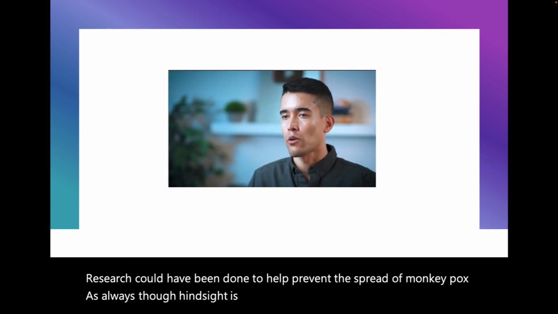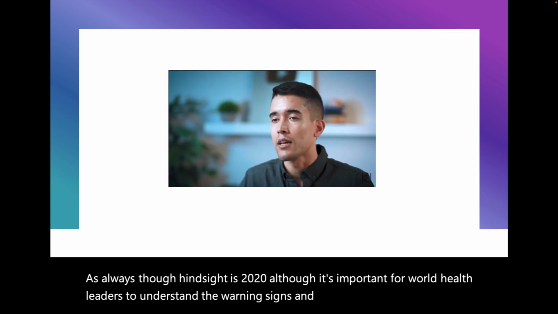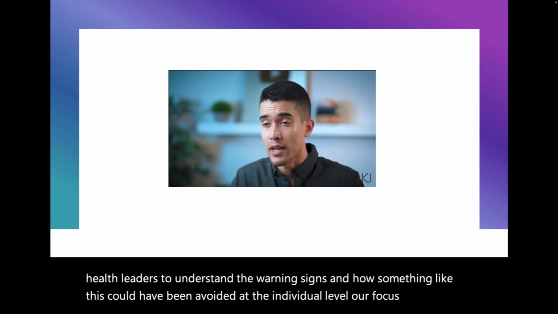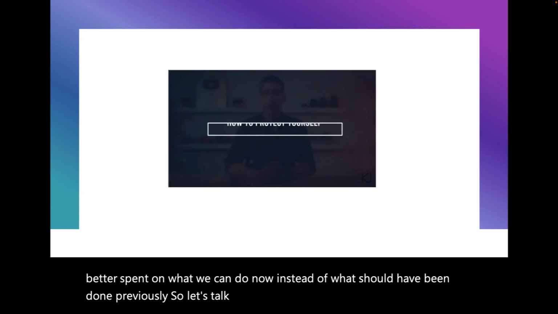Although it's important for World Health leaders to understand the warning signs and how something like this could have been avoided, at the individual level, our focus is much better spent on what we can do now instead of what should have been done previously. So let's talk about how you can protect yourself from monkeypox.